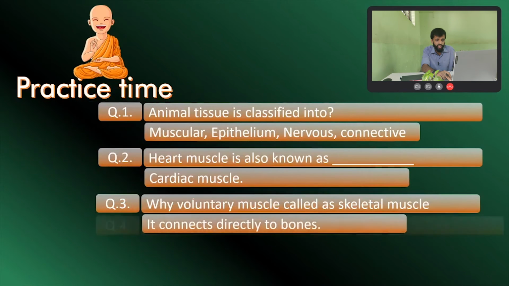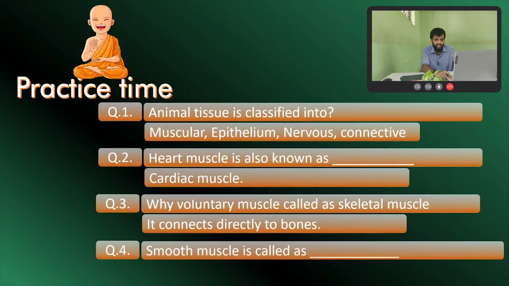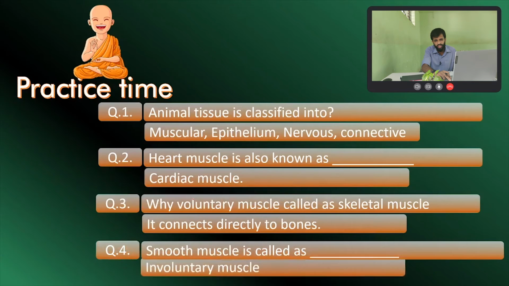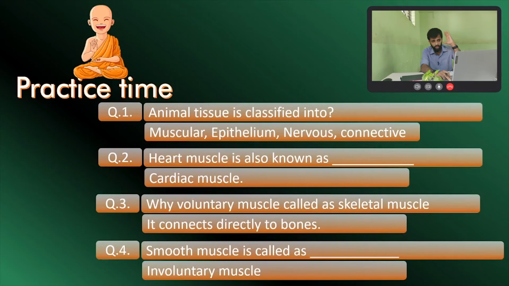Next, why voluntary muscles are called as skeletal muscles? You should remember that it connects directly to the bones. That's the reason you have control over them. Okay, then smooth muscles are called as involuntary muscles. So I hope you are able to answer all these questions. If you did, that means you have understood perfectly.